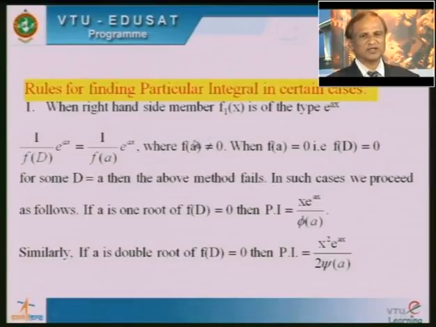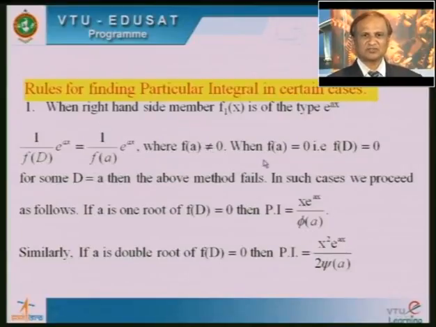Right? Now as usual, the given equation can be written in symbolic form, which is also denoted by f of D, right? F of D means a function of D. So this is the right hand side member: 1 upon f of D, e raised to ax. Now I will replace D by a, where a is the coefficient of x. I will rewrite it as 1 divided by f of a, e to the power ax, where f of a is not equal to 0. I have to verify whether f of a is equal to 0 or not.